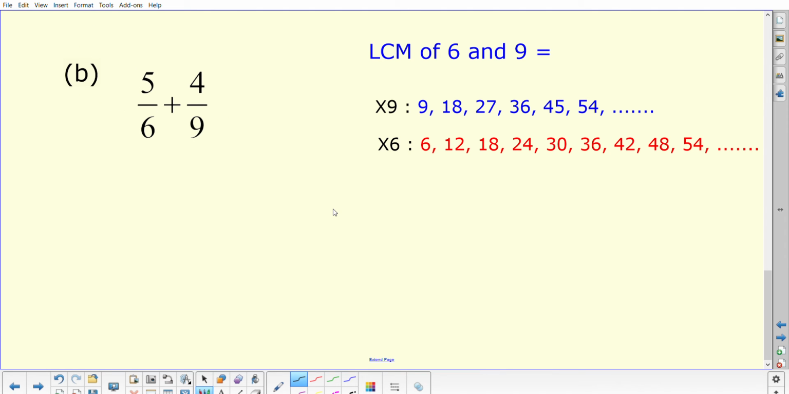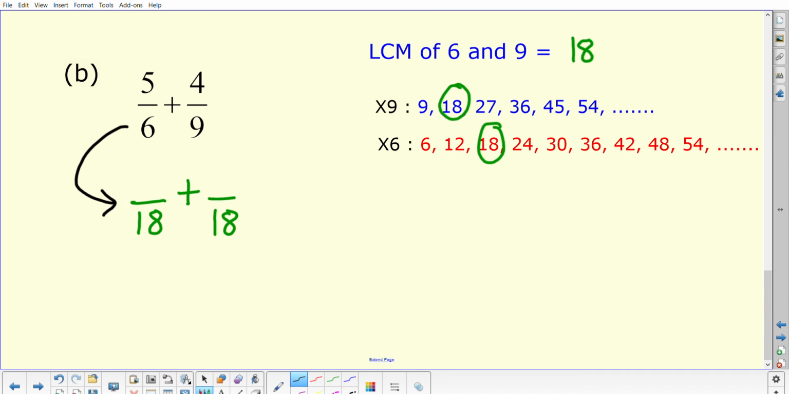So first number, we've got 6 and 9 on the bottom. We need to make them the same. So go through your 9 times table till you come to the first number that is in both the 9 and the 6 times table, and of course that is 18. So that tells you what the bottom number of each fraction needs to be.